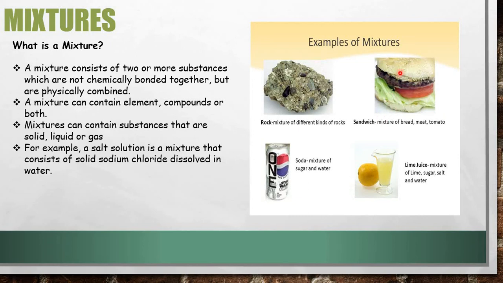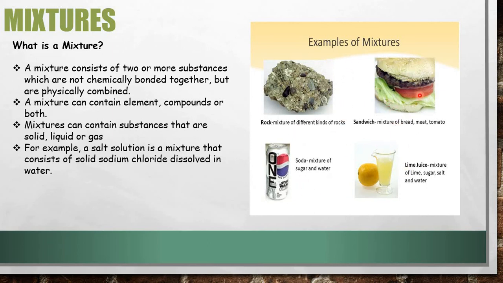We call this a mixture. Soda is a mixture of sugar and water. Lime juice is a mixture of lime, sugar, salt, and water. All of these are physically combined, which means you can still separate them.